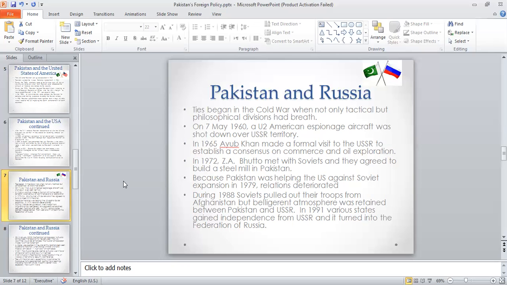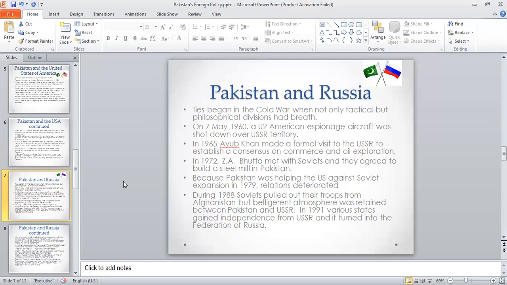On 7th May 1960, a U-2 American espionage aircraft was shot down over USSR territory. It had taken off from Badabar near Peshawar, for which the Soviet Prime Minister directly threatened Pakistan with repercussions. In 1965, Ayub Khan made a formal visit to the USSR to establish a consensus on commerce and oil exploration. In 1971, the Soviet Union entered a pact with India of peace and cooperation, ensuring Soviet support if Pakistan and India ever went to war.